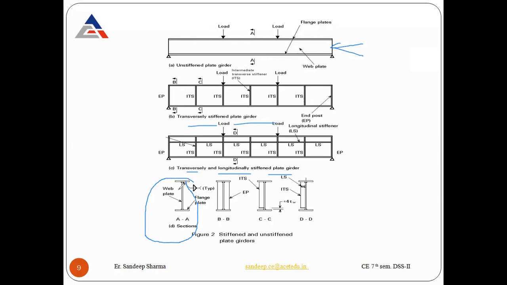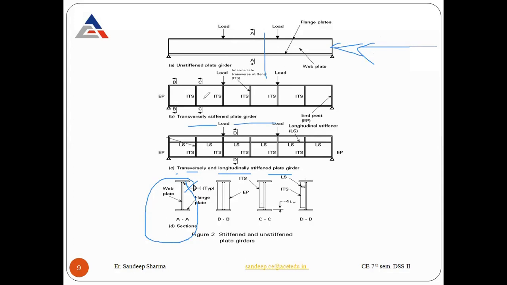Okay, so in this kind of section you will see the web plate, and this is basically the welded connection which we provide along the flange and the web section. This is the A section, and when you see through this side, you will get this kind of section. Then we have the transversely stiffened plate girder, in which we have the BB section that you can see here, along the B side where we have the transversely stiffened girder.